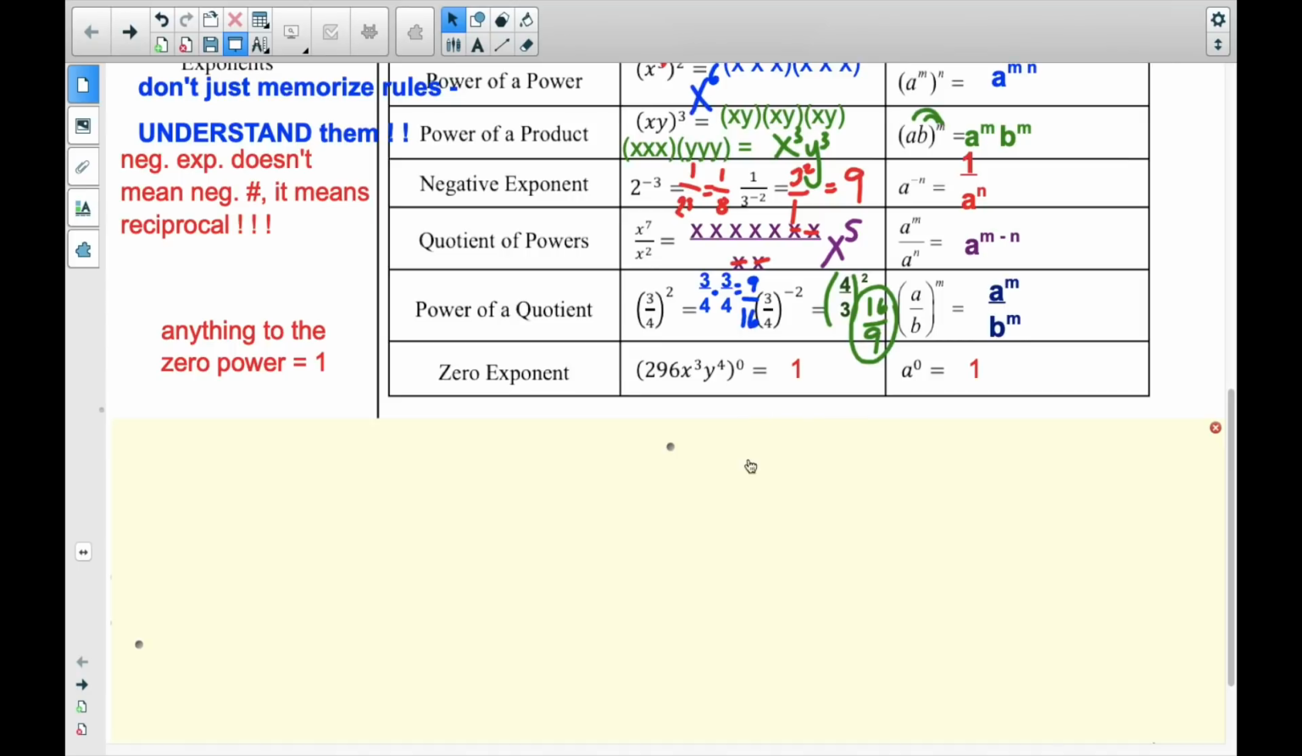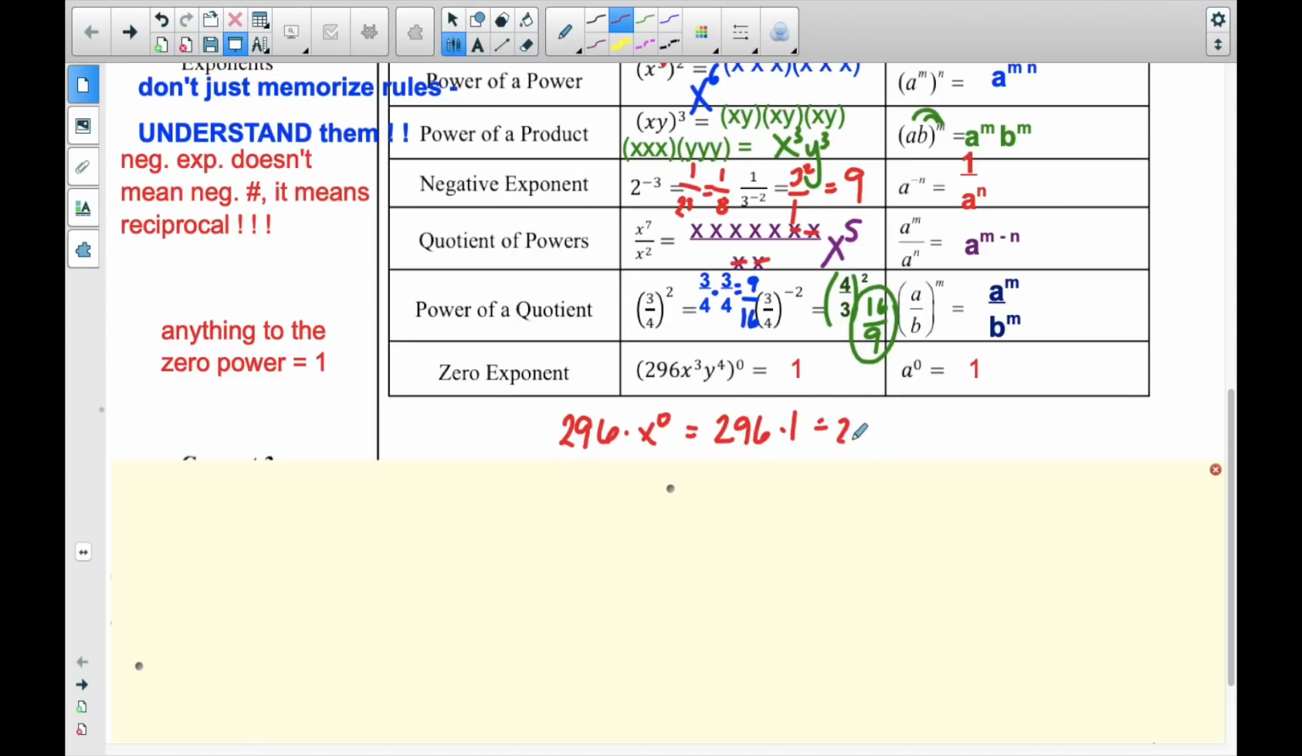Now again, we have to think about that base because let's write in another example here. Let's say you had something like, I'll just use this example, 296 times x to the 0 power. Well, that would be 296 times 1, and so that's still 296. And so again, you just have to look at what the base is. In this case, it had the parentheses, and all of that was inside of a parentheses, so all of that became 1. But if the 0 is only on one of those terms, then only that one becomes 1, and you still have the 296 or whatever the numbers you have.